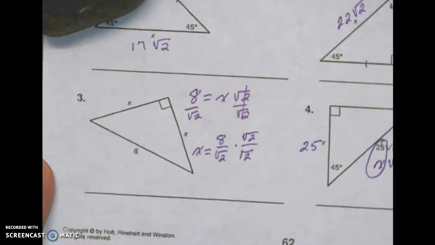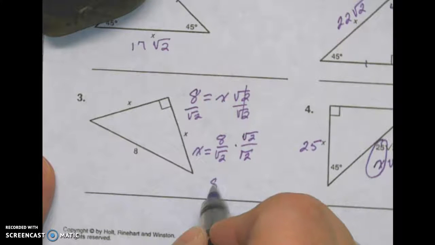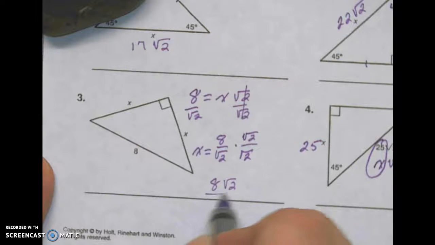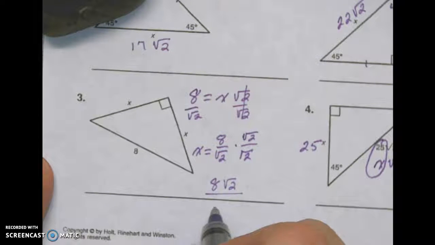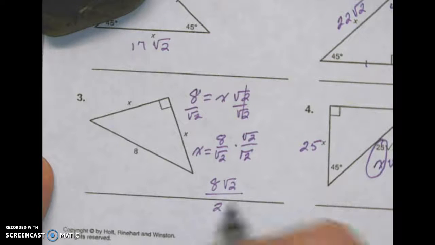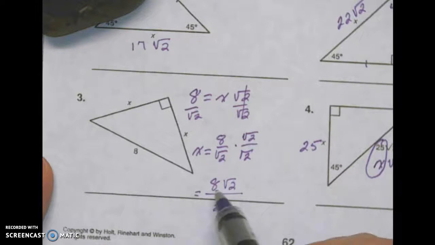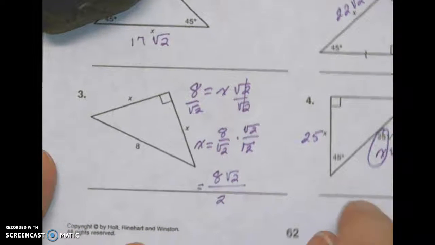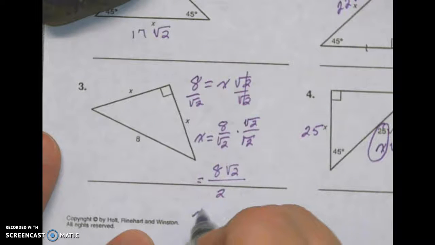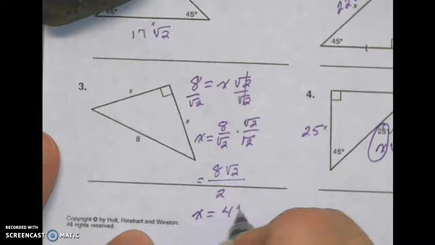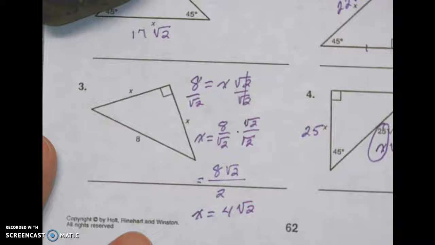When I multiply fractions, I multiply across. 8 square root 2 is my numerator, and square root 2 times square root 2, or the whole number 2, is my denominator. I can now reduce that fraction because 8 divided by 2 gives me a whole number 4. So x is equal to 4 square root of 2. So I've found my value for x.